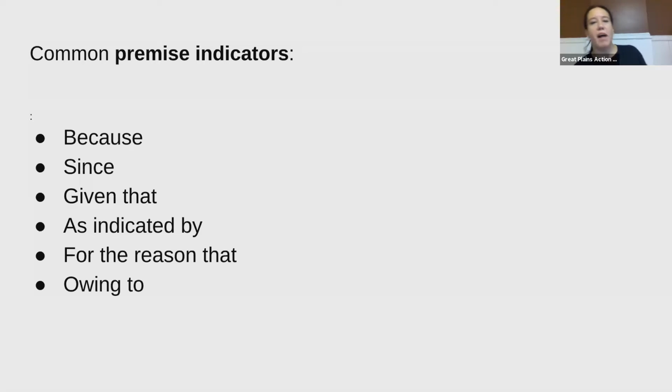So when we're trying to identify an argument, we want to be able to look for common premise indicators. So these are all words that knowing their meaning will be very beneficial for you on the LSAT. So some common premise indicators are because, since, given that, as indicated by, for the reason that, owing to. So terminology that suggests that what is being referred to does the work of providing reason or support for something else.